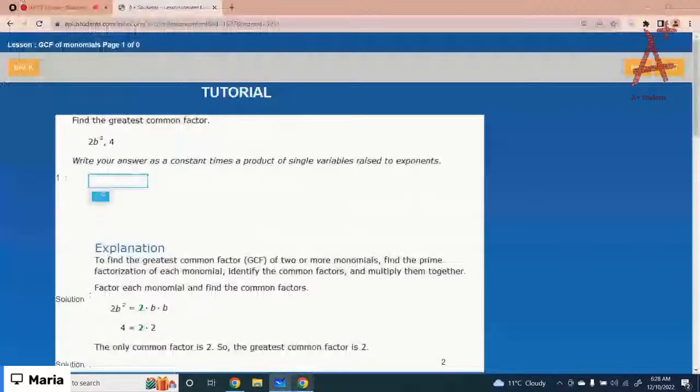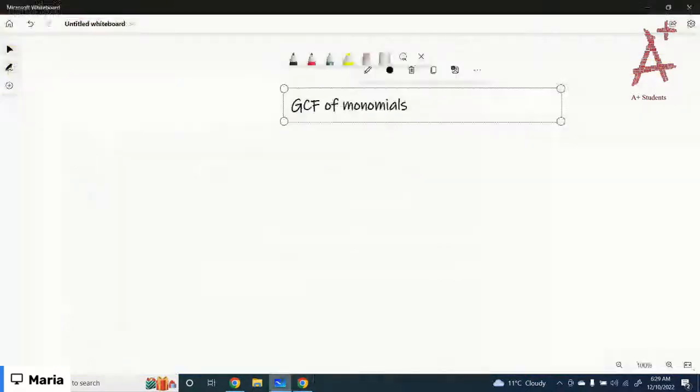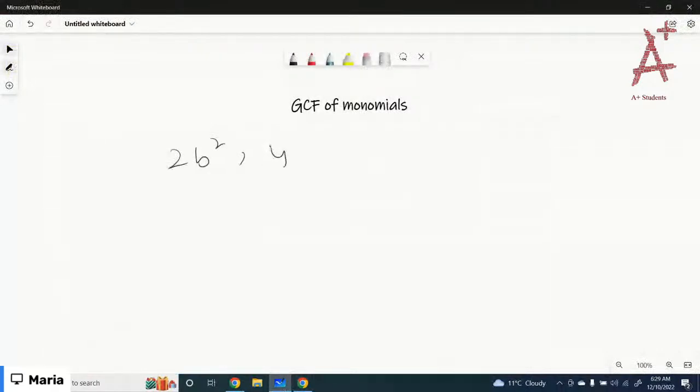Okay, find the greatest common factor. You have to find the greatest common factor of 2b square and 4. Whenever you have to find the GCF of any two numbers, you have to write the prime factors of the numbers. Got it? Let's start with writing the prime factors of both the numbers.